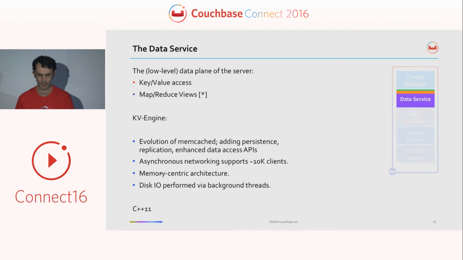So KV Engine, this is the evolution of the Memcached application, the Memcached protocol. And it's something that we've evolved over quite a long time now, adding various features to support the Couchbase Server you see today. So we've added persistence, we've added replication, we have this concept of vbuckets, the idea that you can have clones of data. And we've enhanced the APIs that Memcached exposes for some richer access. So for example, we can expose access to sub-parts of a document. We can modify and access particular pieces of a document, particular paths, things like counter support.